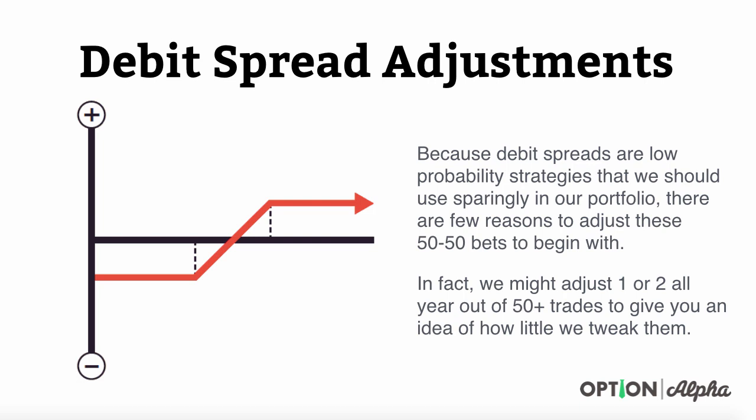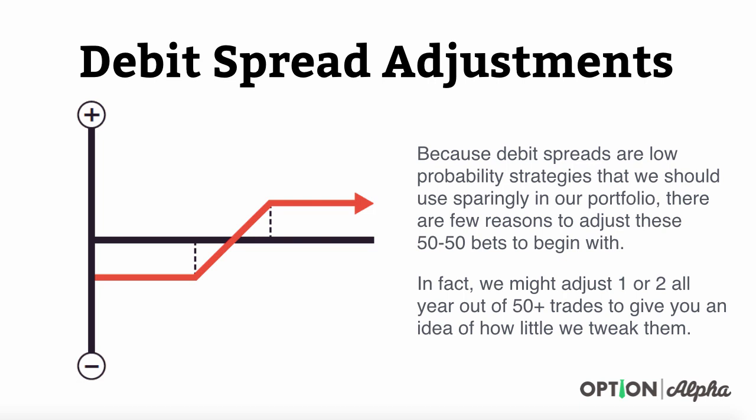So again, on the left side of the screen, this is a very typical debit call spread that we might make, where we're getting a little bit directional on the market and we're buying an option that's in the money, selling an option that's right out of the money, to try and take advantage just of the market movement with a break-even price very close to where the stock is currently trading. And that's why these end up being 50-50 bets.